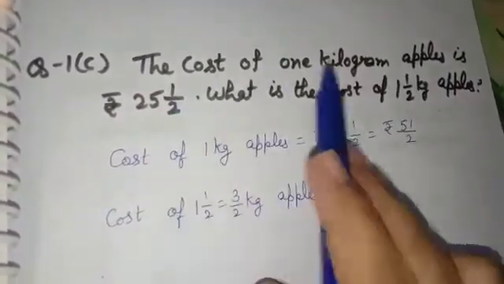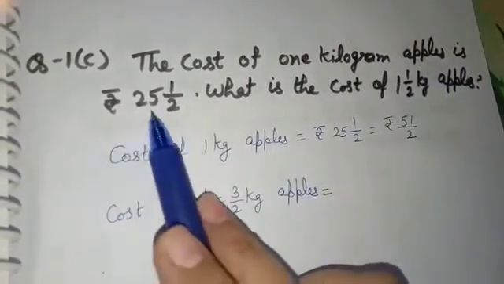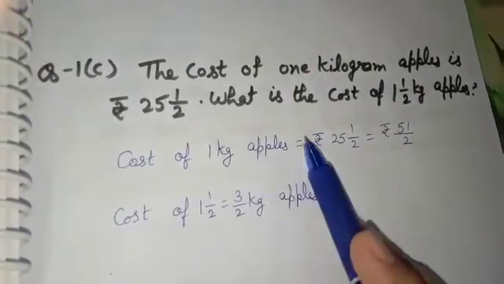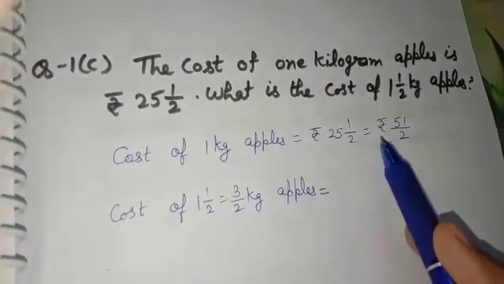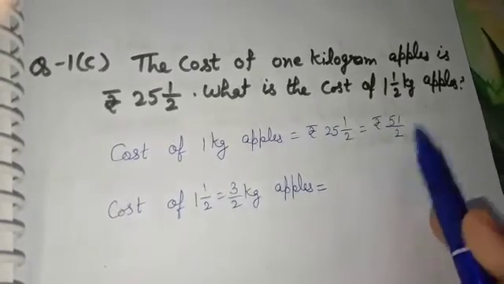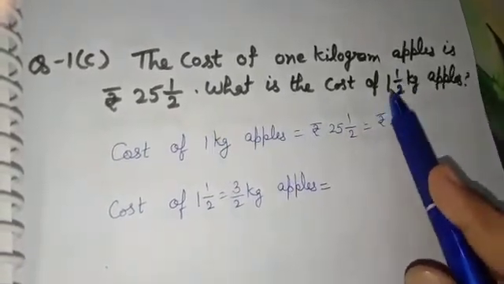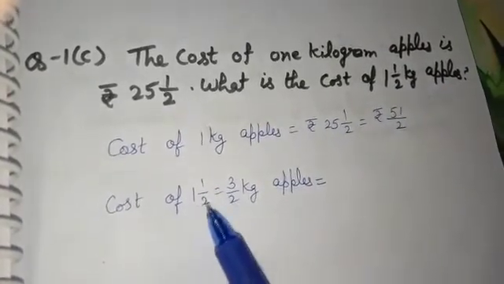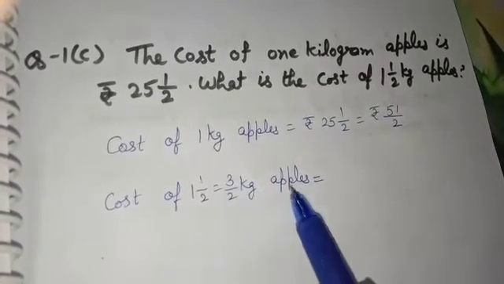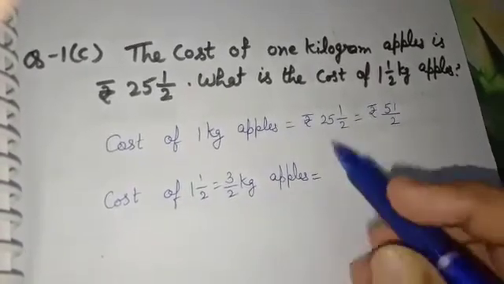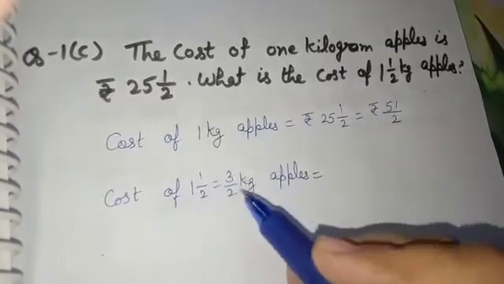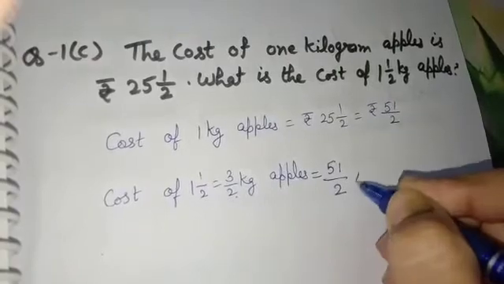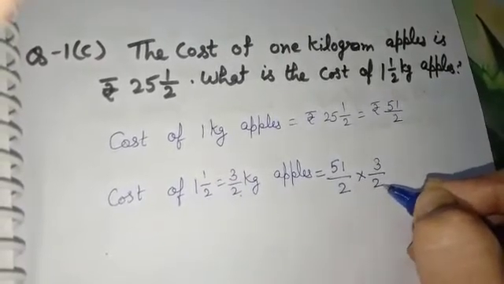Move to the next question, C part. The cost of 1 kilogram of apples is rupees 25 1/2. I simplified the mixed number, it's 51/2. What is the cost of 1 1/2 kilograms of apples? And 1 1/2, which is required in the question, is also 3/2 kilograms of apples. In the same way, the thing for 1 is given, we need to find for more. Then what will we do? 51/2 will be multiplied by 3/2.